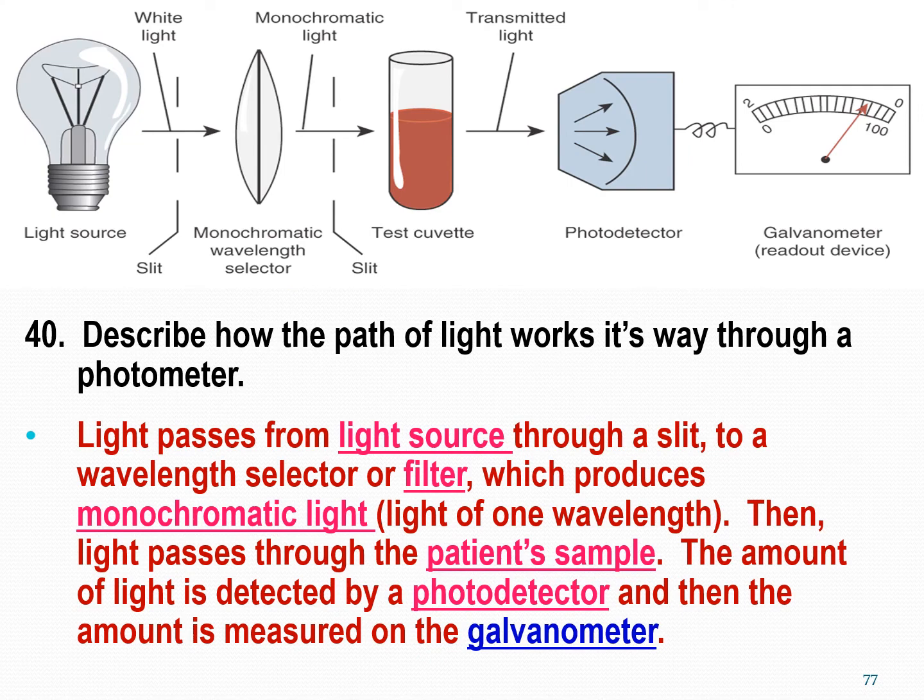So you want to be able to describe how the path of light works its way through a photometer, okay? Light passes from the light source we see in the picture, right, through a slit to a wavelength selector or filter, which produces monochromatic light, or light of one wavelength. Then the light passes through the patient's sample, the amount of light is detected by the photodetector, and then the amount is measured on the galvanometer.